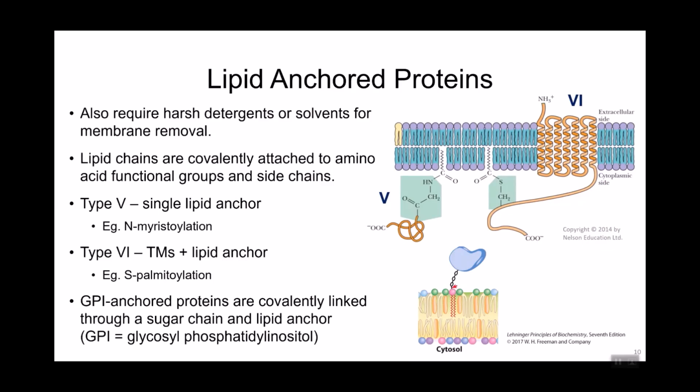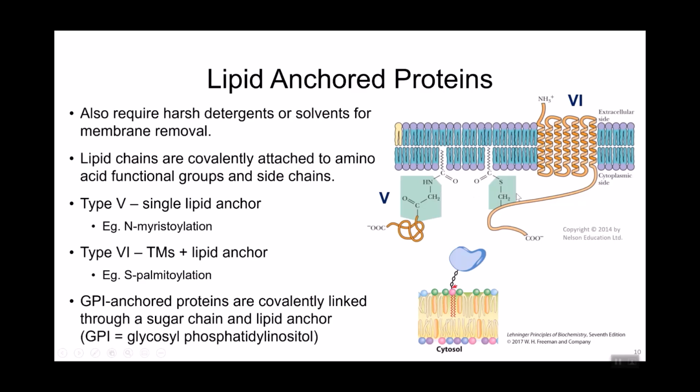The lipid-anchored proteins also fall under other categories, and these form stable interactions with the membranes that will also need harsh conditions in order to remove them. Now, these lipid tails are going to be covalently attached to the functional groups in the protein, so either the N-terminus as shown here, or maybe some of the side chains. Type 5 membrane proteins would have a single lipid anchor, so this example here would be an N-myristoylation. So the lipid is attached to a nitrogen group, that's what N stands for.